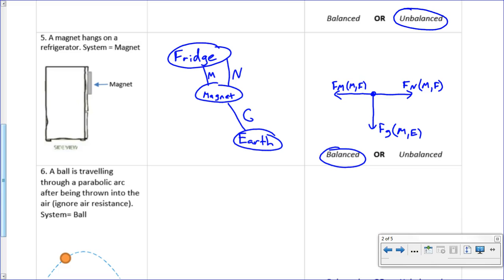It would just slide down the front of the fridge, and then you have to ask yourself, what prevents it from sliding down the front of the fridge? Well, usually the thing that would prevent sliding is friction. So there's a friction force on this fridge, between the fridge and the magnet really, that's keeping it from sliding down, and so that's going upwards. So we've got a friction force on the magnet by the fridge here as well. All right, these two forces up and down are equal. The two side forces are equal.